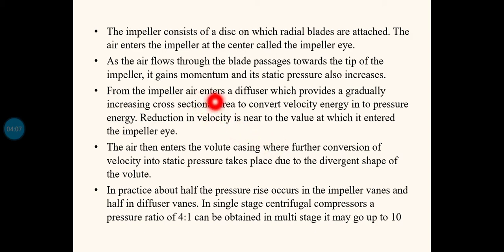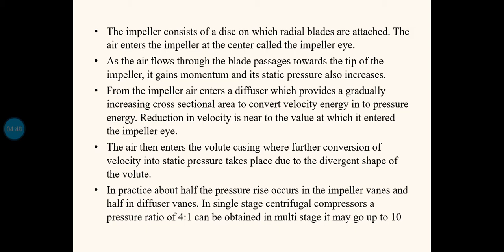From the impeller, the air enters a diffuser, which provides a gradually increasing cross-sectional area to convert the velocity energy to pressure energy. Initially the velocity of the air entering the eye of the impeller is low, but as the air flows through the impeller from the eye to the tip, due to the high rotational speed, momentum is imparted. That means the velocity of the air is also increased.